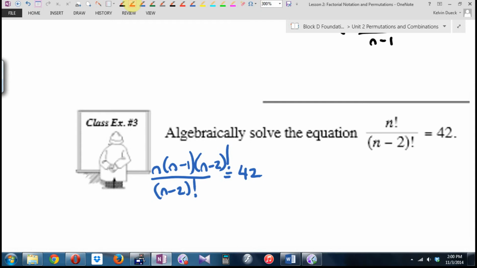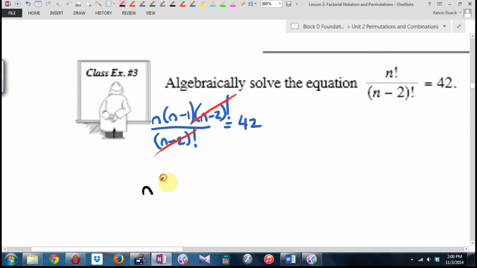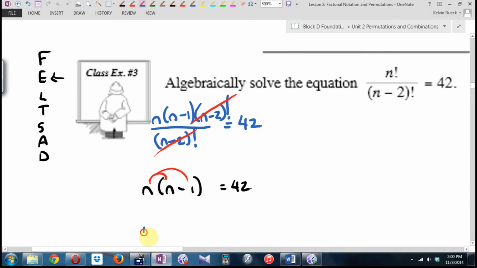What is n minus 2 factorial on the top and n minus 2 factorial on the bottom? What can I do with those? So what I really have, my children, is this. N bracket n minus 1 equals 42. Now what? Remember, F was fractions. Do you see any fractions? We've taken care of them. E was what, Darian? Expand. So I'm going to go like this. And I'll get n squared minus n equals 42.